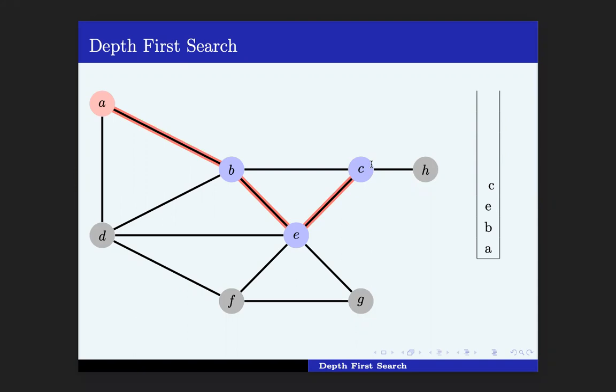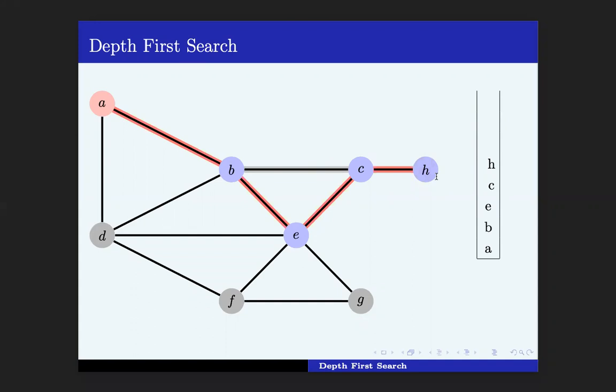See, I'm not even stopping, I'm just keeping on going. At C, what is its neighbor? C has a neighbor B, but B is something that I have already visited, so I am not worried about B. Does C have some other neighbor? Yes, C has a neighbor H. Okay, I am at H. See, I started from A, I walked down, and I found H. I kept on going. Now, does H have a neighbor? No, H doesn't have any.